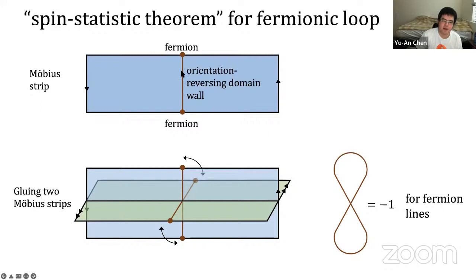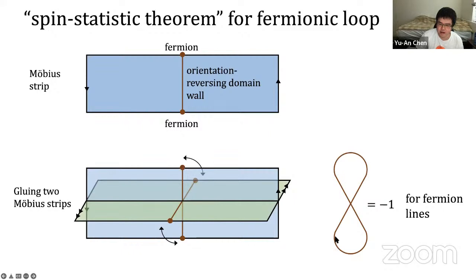And now we consider two perpendicular Mobius trees. The blue one is vertical and the green one is horizontal. And I choose the orientation reversing domain wall. They are close to each other at the midpoint. So we can think of the blue Mobius tree as moving the fermion from the bottom to the top, and the green one moves the fermion from the front to the back. And this looks like the exchange process of these two fermion particles, if and only if we can close the wall line of the fermion.